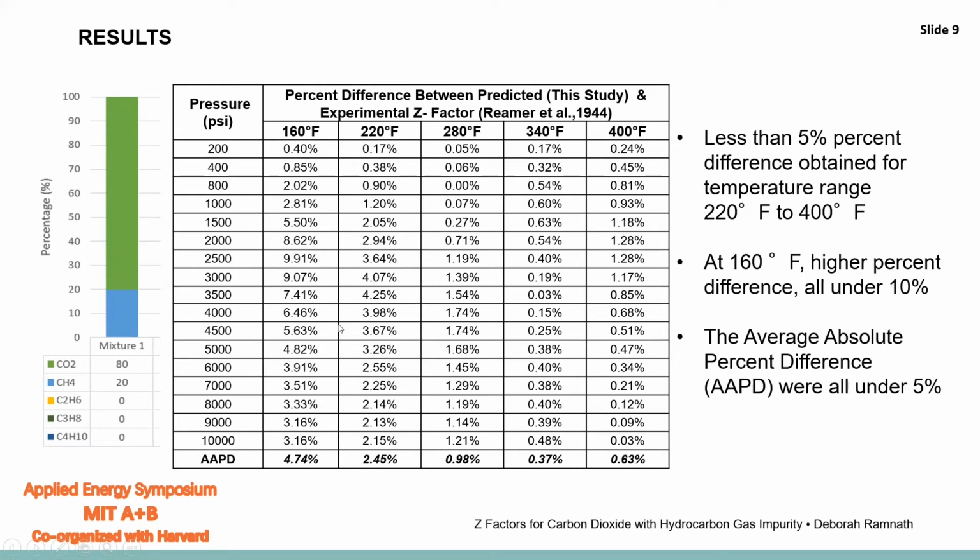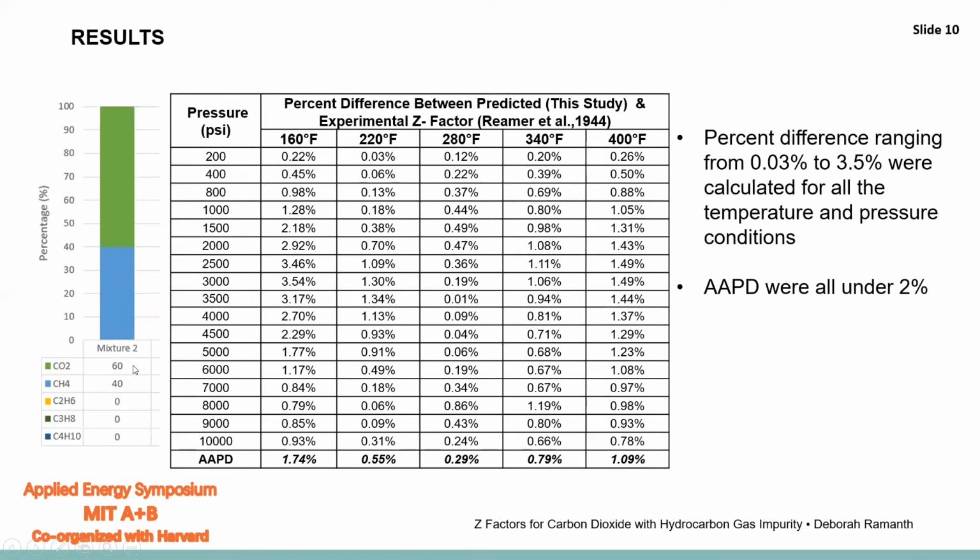From analysis of the percentage difference, we see less than 5% difference obtained for the temperature range of 220 to 400 degrees Fahrenheit for all the pressure ranges investigated. A look at 160 degrees Fahrenheit shows a higher percentage difference, but they were all under 10%. The average absolute percentage difference for each temperature was also calculated, as seen in the last row, and they were all under 5%.